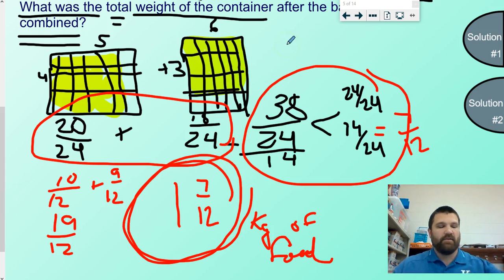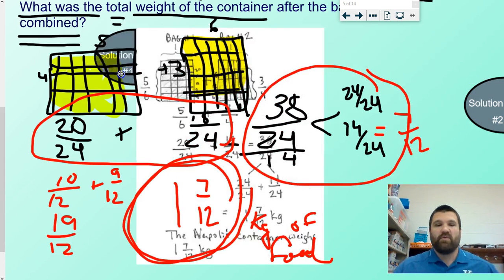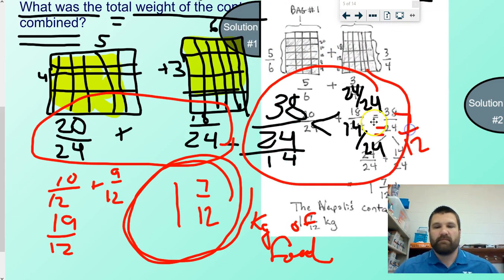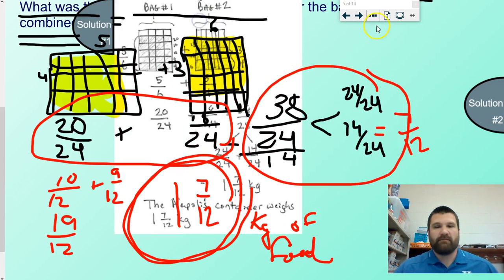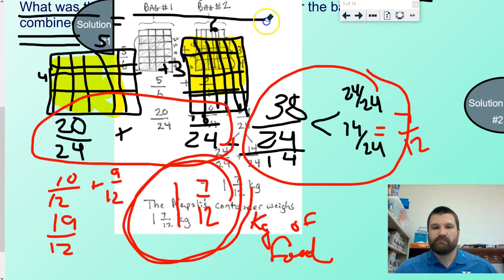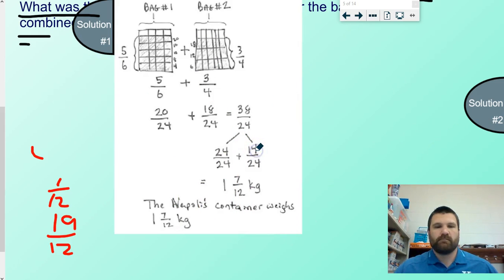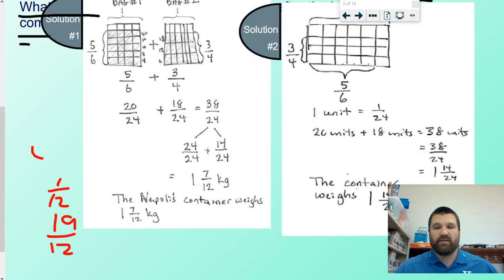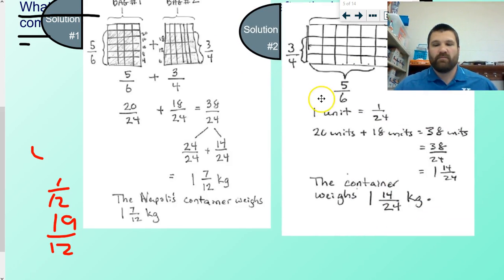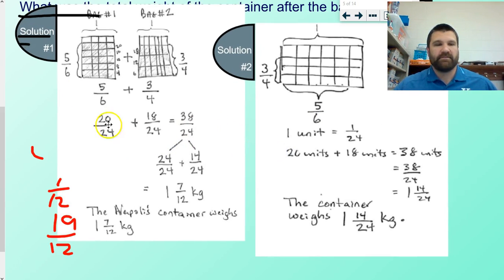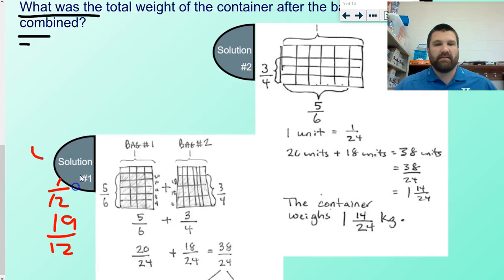Is that what you got? Hopefully. So the ways that we could have done that, we could have done it that way. Let me erase for you real quick. Which is the exact way we just did it. Or you could have done it this way. You could have added it together. So, excellent job. Let's move on.